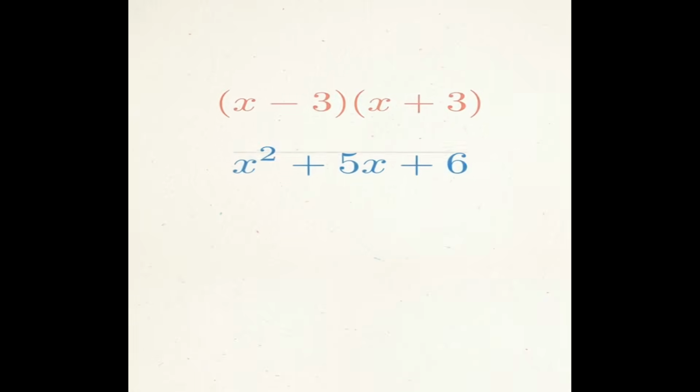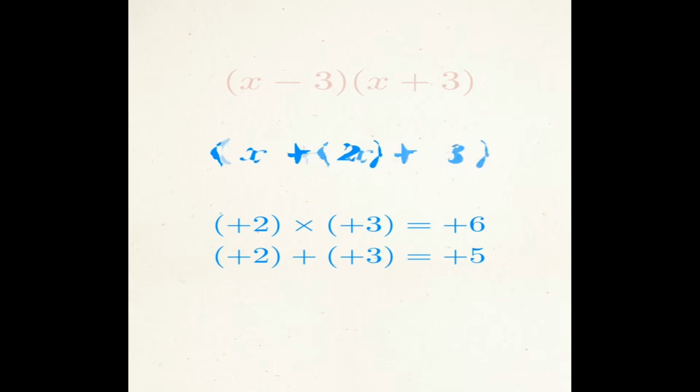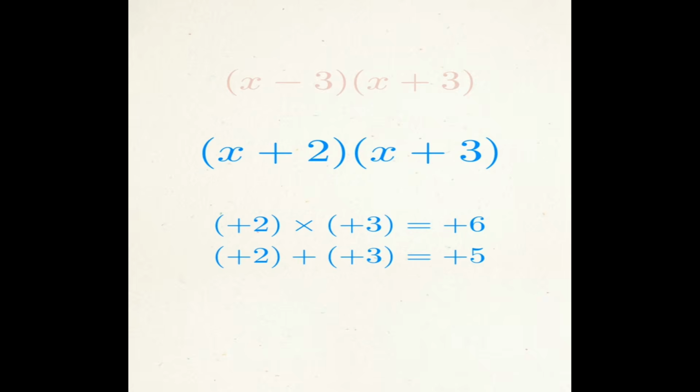Next is the denominator, x squared plus 5x plus 6. Isang general trinomial ito. We need two numbers na kapag minultiply ay positive 6, pero pag in-add ay positive 5. That's positive 2 and positive 3. So it factors into x plus 2 and x plus 3.